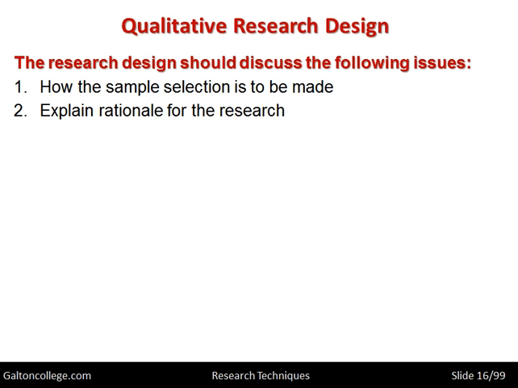Should also explain the rationale for the research. Why is the research taking place? It's important that the respondents understand why research is taking place. And make clear any ethical issues, for example confidentiality, or issues about publishing data, publishing results. Make sure that these issues are dealt with openly and clearly, and that the respondent knows.